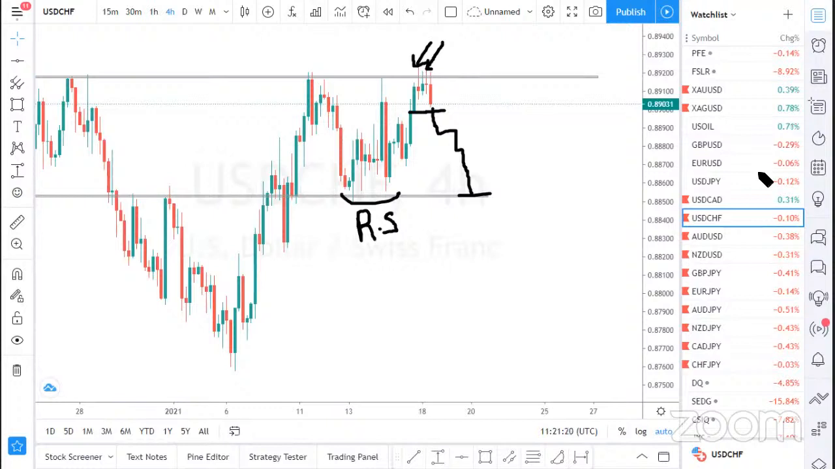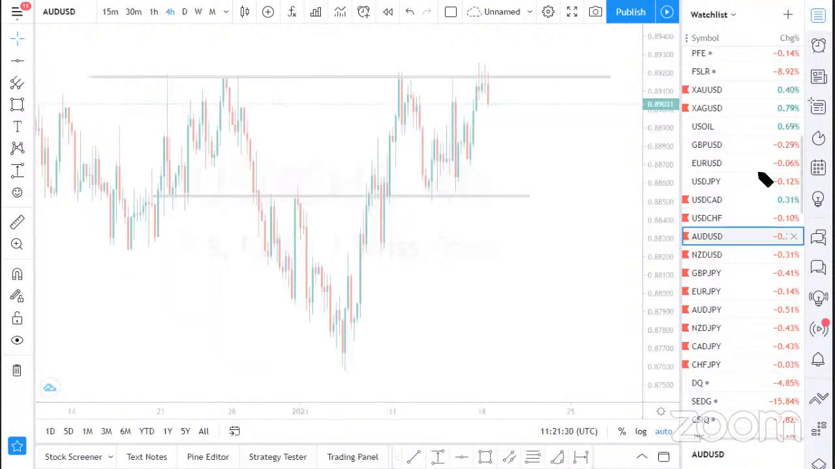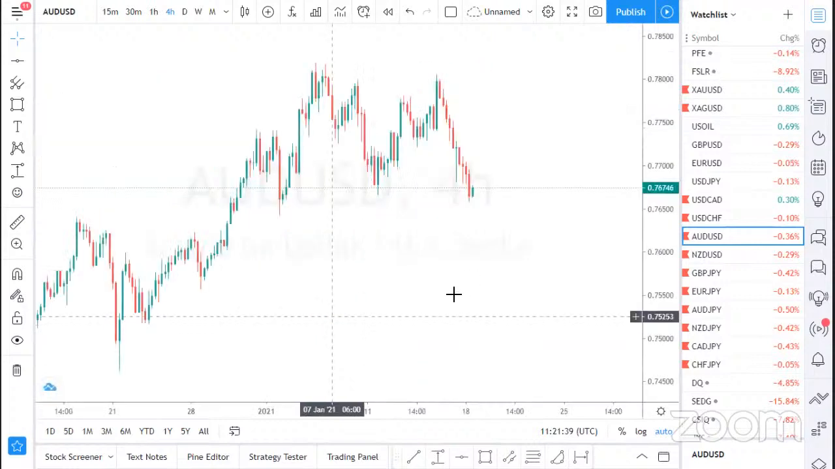I got the Australian dollar paired against the USD as well. The Australian dollar paired against the USD is one of the currency pairs I am watching. So I'm going to share with you. Here's the chart. And then there's something I want to share with you guys, for those who jumped the gun.